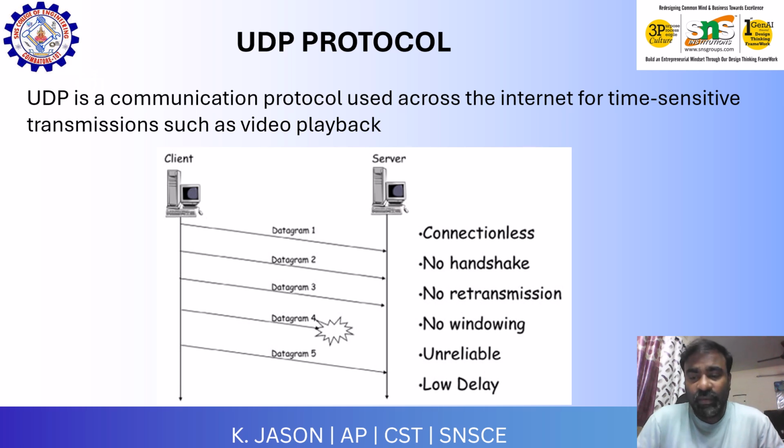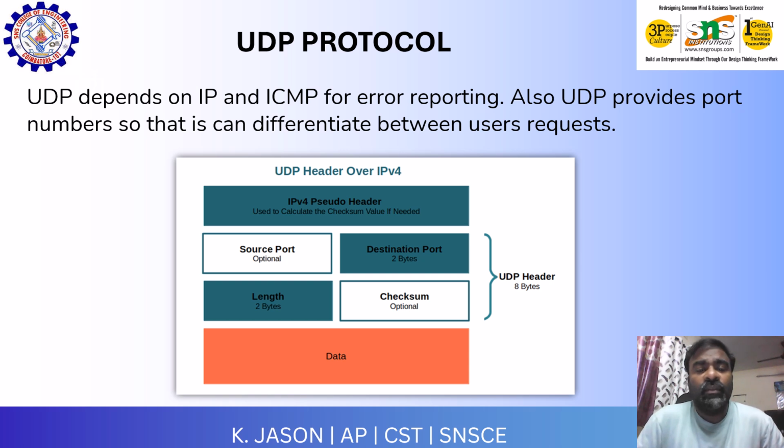Next, no windowing. Packets of data are sent during the time slot, so here there is no windowing. Next, unlabeled, which means there is no labeled communication. We are not able to acknowledge whether the data reached the destination. It may be sent or may not. Low delay, though of course there may be a delay. Next is the protocol format.